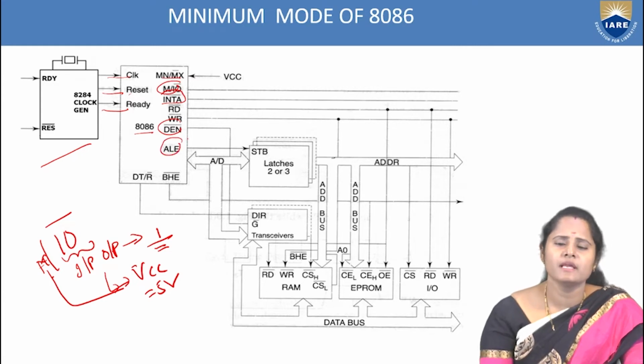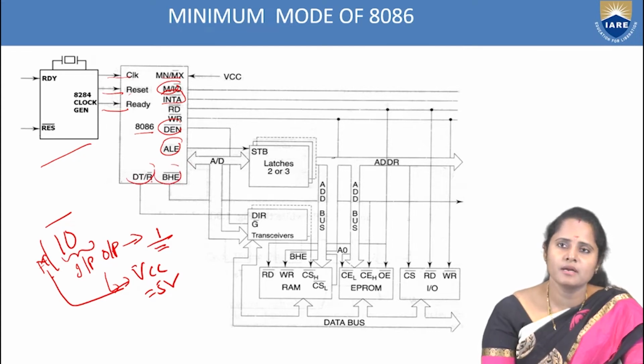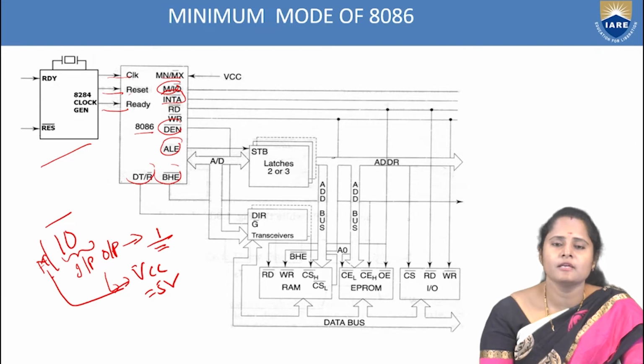ALE. What is ALE? It is nothing but address latch enable. As we know, we have multiplexed address and data lines which are combined and work as a single bus. If I need to separate the address from the data, then the ALE pin will be used. Next, DT by R bar and BHE, bus high enable. DT by R bar is data transmit and data receive. As you go for read and write operations, you use data transmission and data reception.